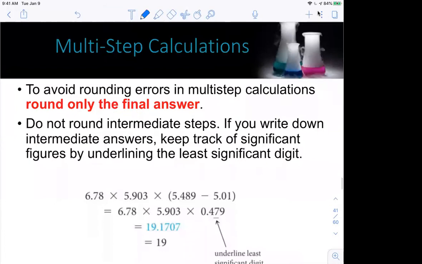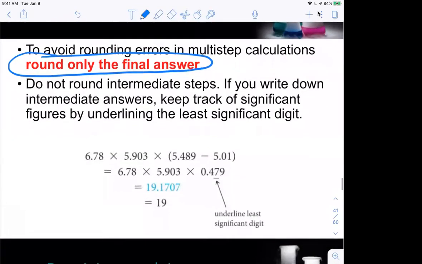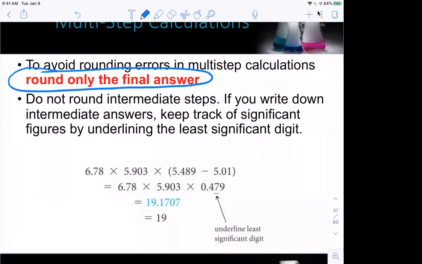So I'm going to avoid rounding errors when I do multi-step calculations by rounding only in the final answer. I'm not going to round intermediate steps. If I write down those intermediate answers, you want to keep track of the significant figures.